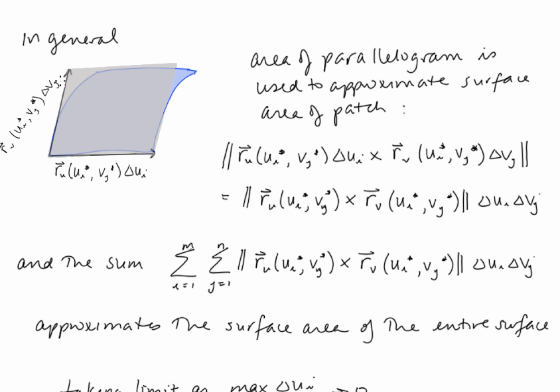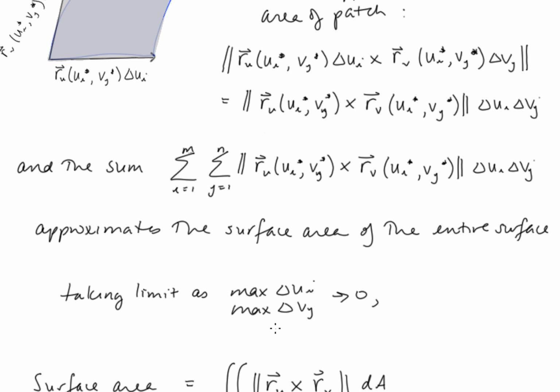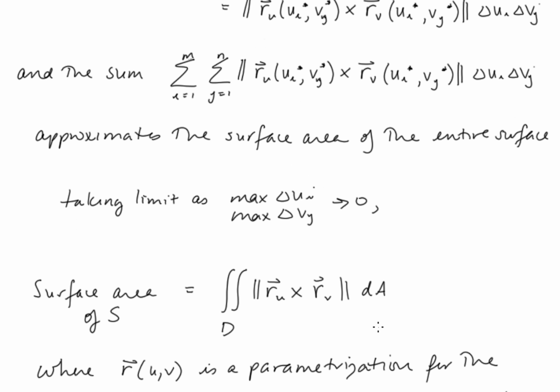That's going to give us the area of this parallelogram, which we will use as an approximation area to the surface patch in blue. So our summation looks like this. We're summing over i and j. We've got the cross product, and notice that these two are constants and we can pull them out of the cross product computation. So our summation looks like this, and taking the limit as maximum delta u i and delta v j go to 0, we have the double integral over that domain of the magnitude of the cross product r u cross r v with respect to area.